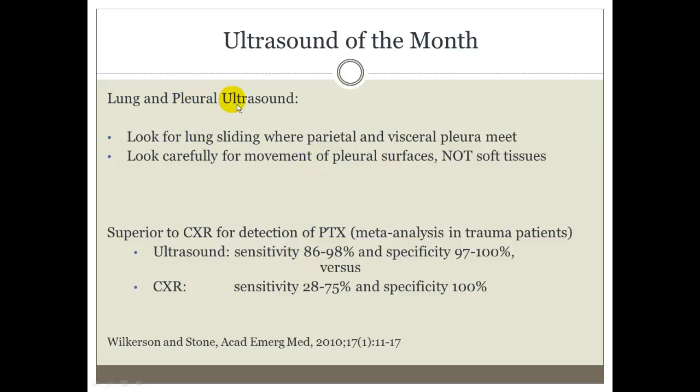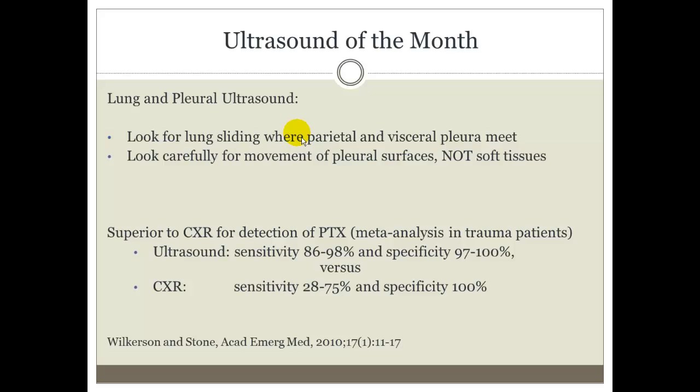So for lung and pleural ultrasound, look for lung sliding where the parietal and visceral pleura meet. Look carefully for movement of pleural surfaces, not movement of other soft tissues that may be more superficial. Lung ultrasound is superior to chest X-ray for detection of pneumothoraces.